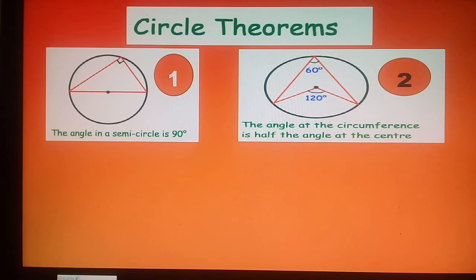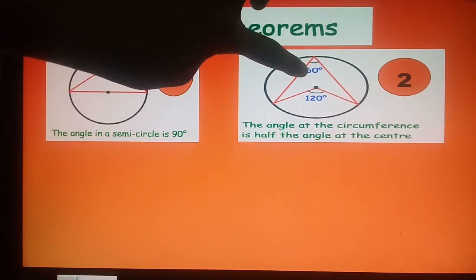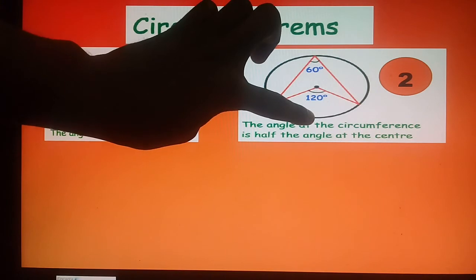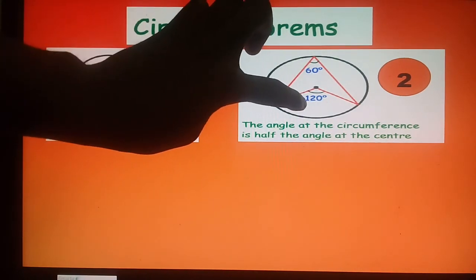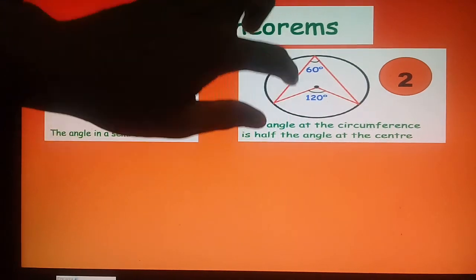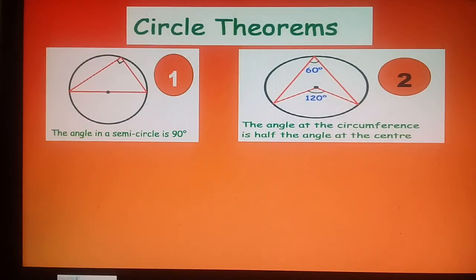Number 2. They have the theorem that says the angle at the center is 2 times the angle at the circumference. We see the angle at the circumference, which is 60, and this angle is 2 times the angle at the circumference. That's why if I have 60 here, I'm going to have 60 multiplied by 2, which means 120. That is the theorem that you have to remember.